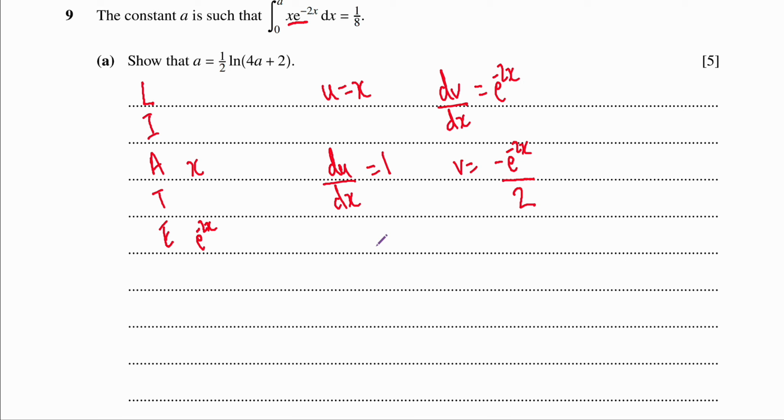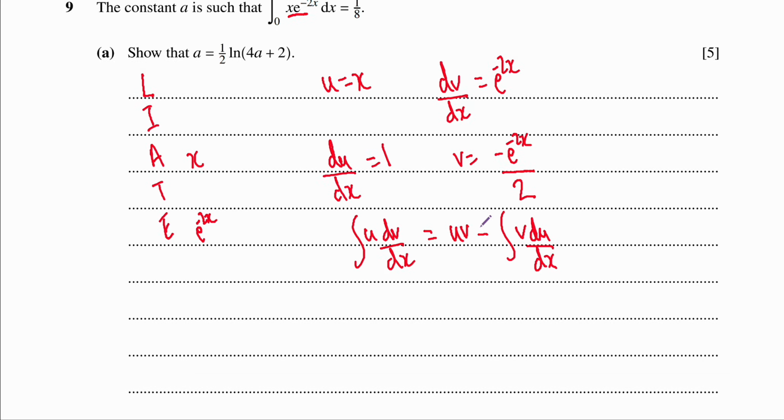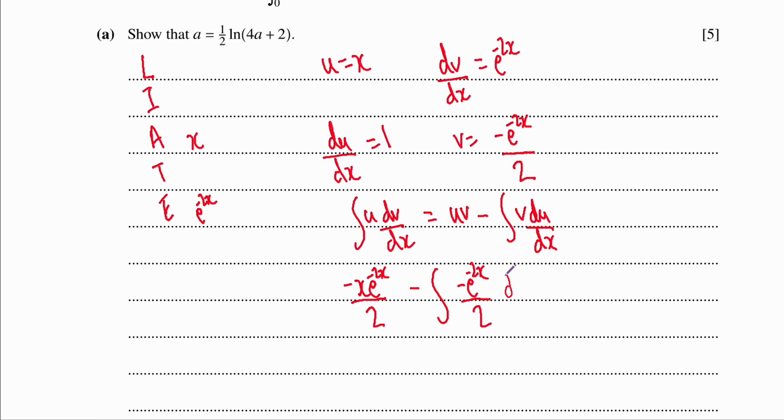So the formula says the integral of u dv dx is equal to uv minus the integral of v du dx. Okay, let's start then. So we have u times v, that's x times negative e to the negative 2x divided by 2. So we have negative x e to the negative 2x divided by 2 minus the integral of v, which is negative e to the negative 2x divided by 2 times du by dx, which is just 1. So that's it. That's right there. And this is, of course, with respect to x.